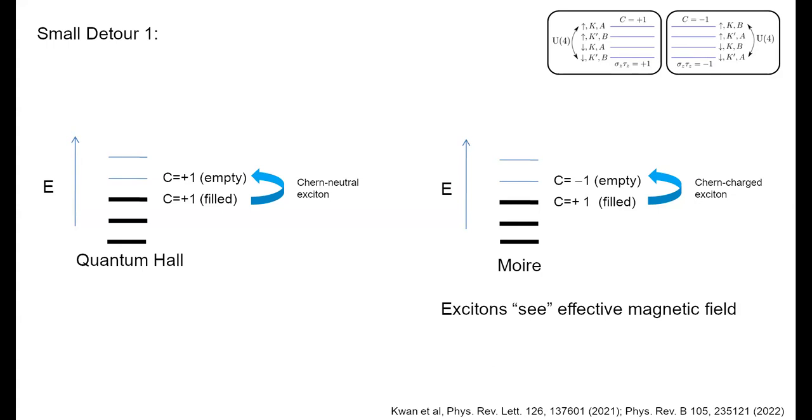The excitons in the quantum Hall state move straight. They see no net magnetic field. Whereas the excitons over here actually do curve around, and they make Landau levels, and they see an effective magnetic field. So you get some very different exciton physics in Moiré that you don't get in quantum Hall. That's kind of interesting, and you can think about having a fractional quantum Hall effect of excitons or something like that.